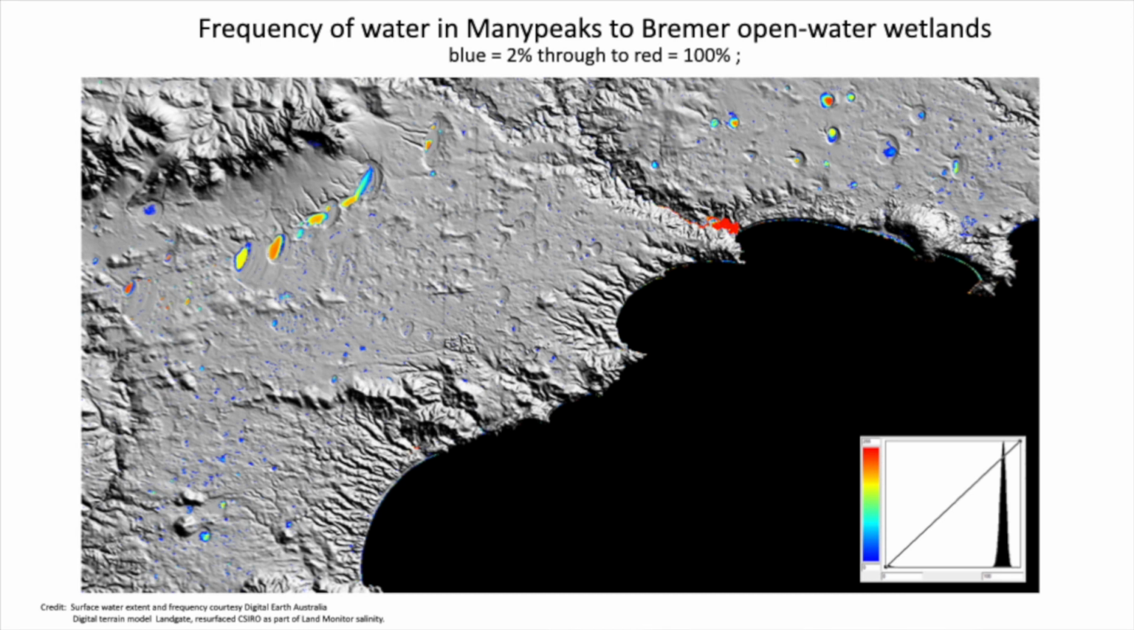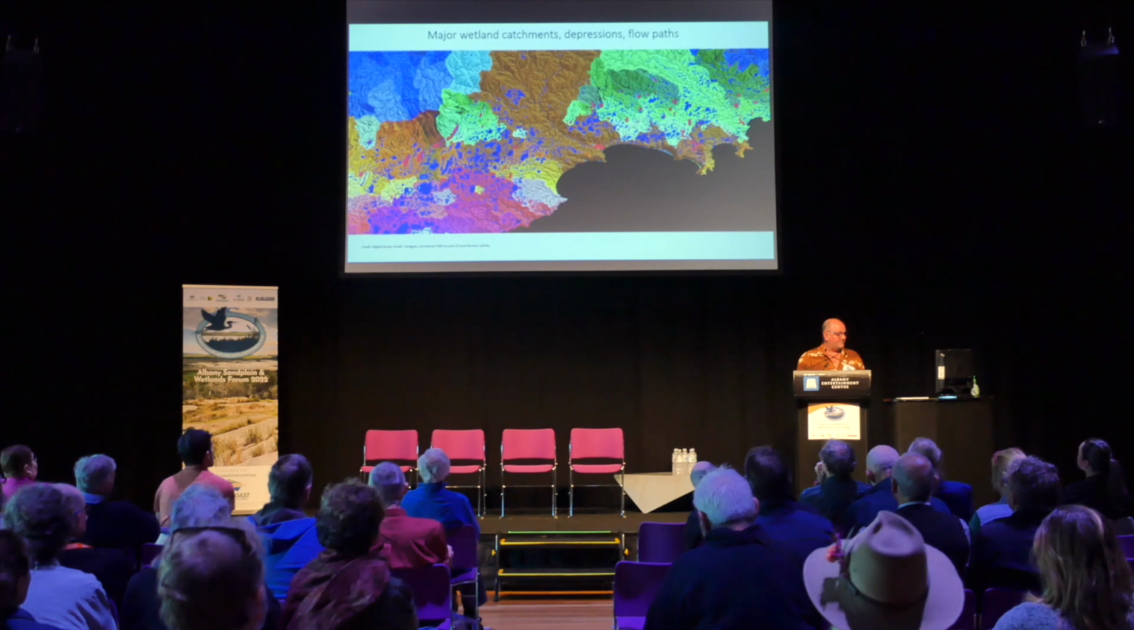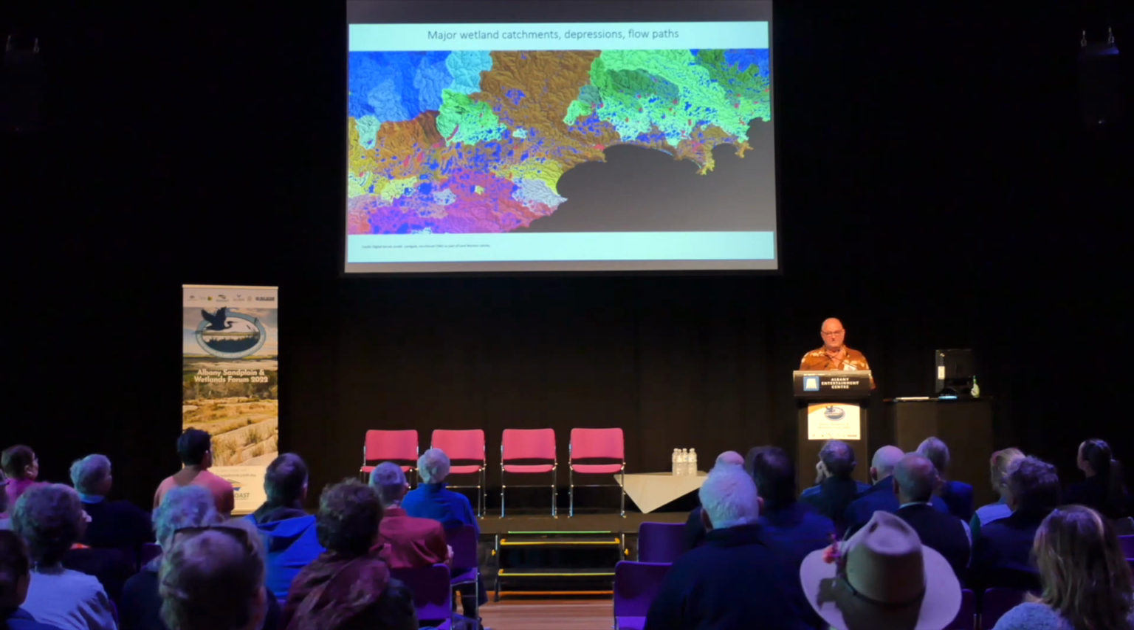Again, different rates of surface water frequency present, indicating that some dry out more than others. Then for each wetland, what we've done here is I've generated from each of the major wetlands their catchment areas, also mapped the depressions and the major flow paths for those watersheds.